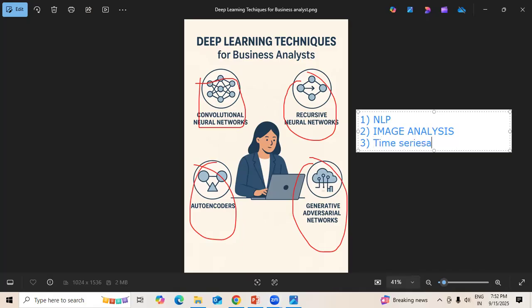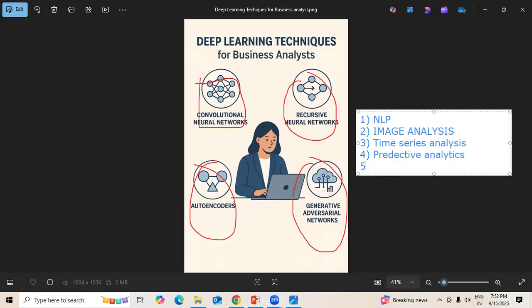Next about time series analysis. Because of the space, I couldn't mention all that, so I'm mentioning all here. Next about predictive analytics. These we are using now and then. Next we are using clustering and pattern recognition, etc. Right. So these are the different techniques we generally use.